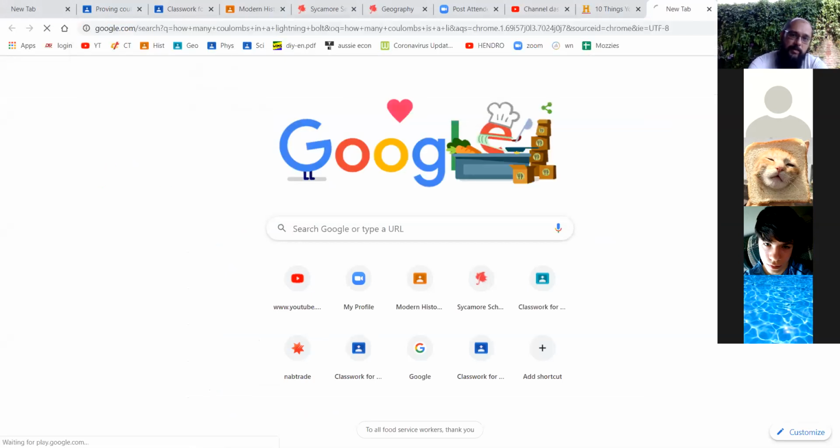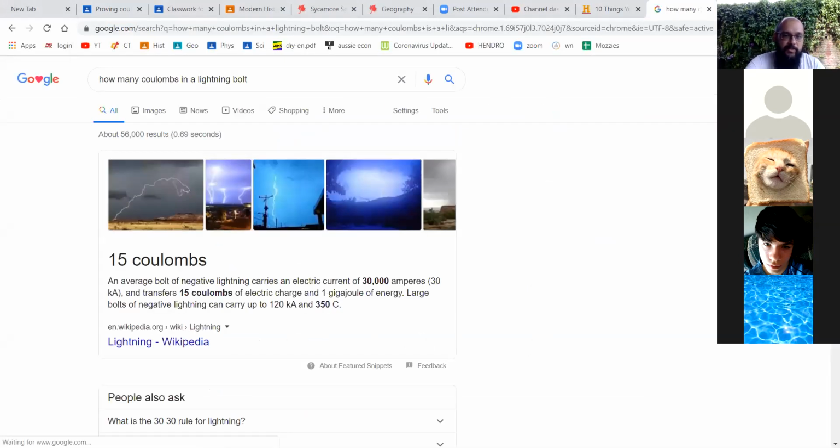So how many coulombs in a lightning bolt? There are 15 coulombs in a lightning bolt. Oh my goodness, that is terrifying. I mean, you could survive it. Yeah, but even 1/15 of a lightning bolt isn't going to be happy. Any part of a lightning bolt isn't going to be happy.